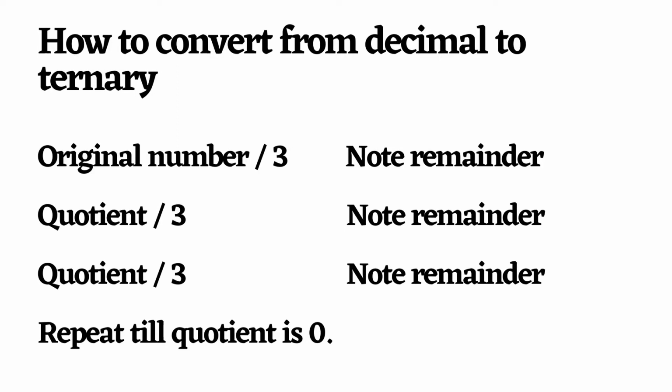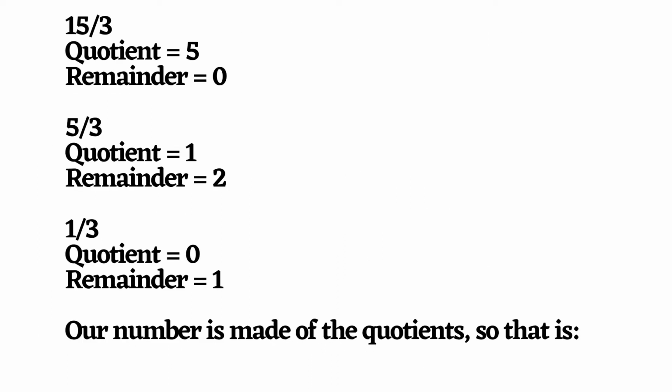You need to divide the regular number by 3 while noting down the quotient and remainder. Then you repeat the same thing, but the number you're dividing is the quotient. I will be taking the example of the number 15. I will divide 15 by 3. The remainder we get is 0 and the quotient is 5. Now I will divide 5 by 3 and the new quotient will be 1 while the remainder is 2. I will finally divide 1 by 3 and the quotient we get is 0 while the remainder is 1.